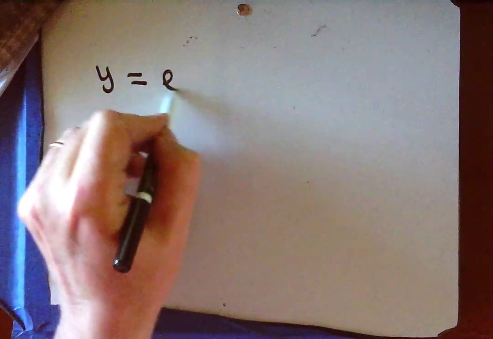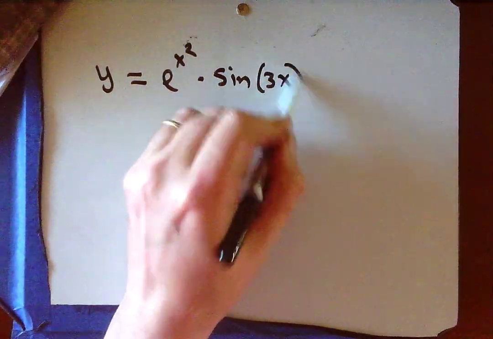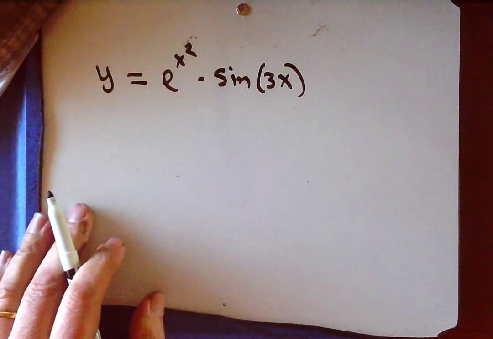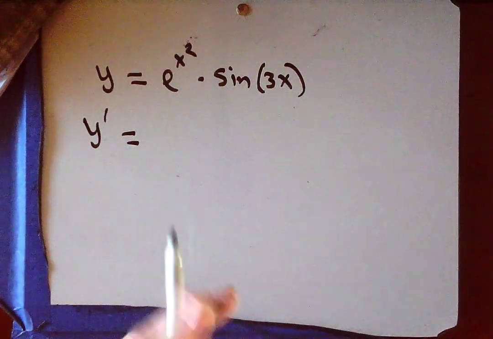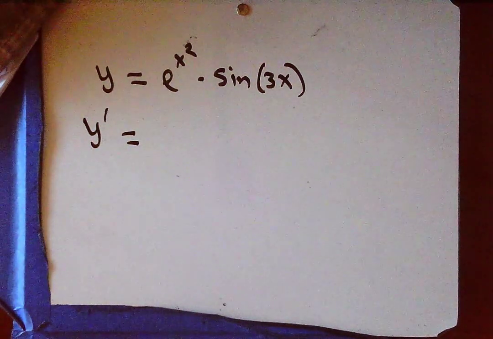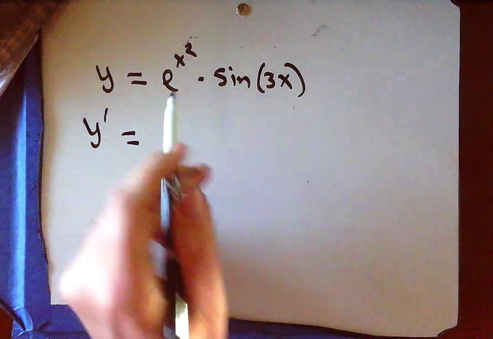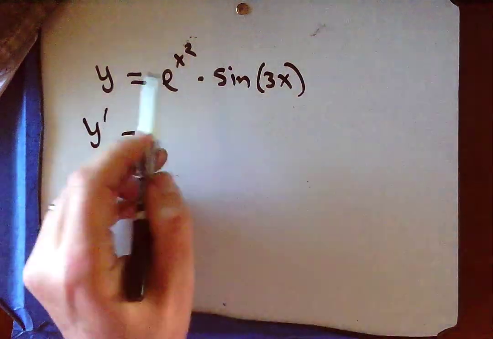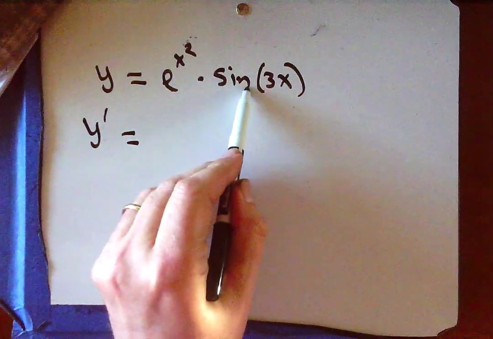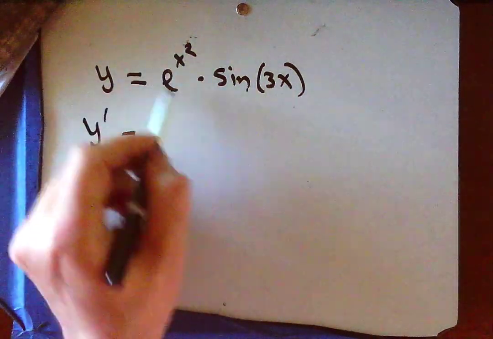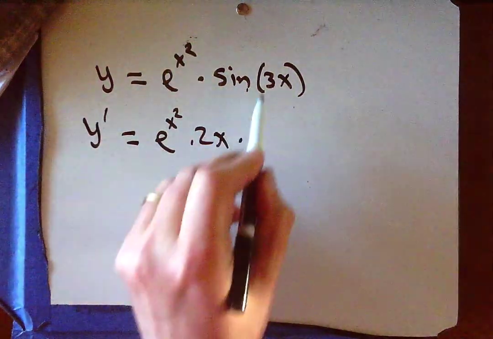How about y equals e to the x squared times sine of 3x. Please find y prime. Pause the video, come back when you're done. All right, welcome back. So this is clearly a product rule problem. Function times a function. All right, so derivative of this, e to the x squared times the derivative of the inside, 2x, times that.